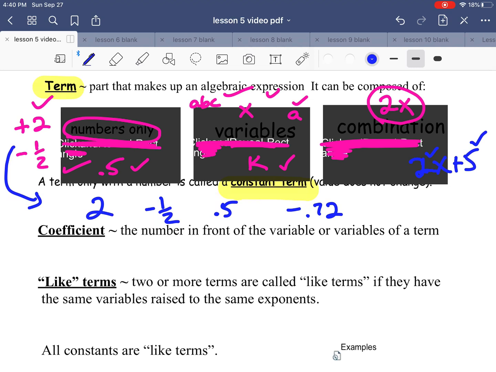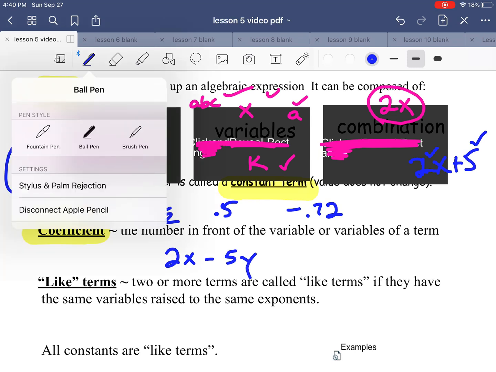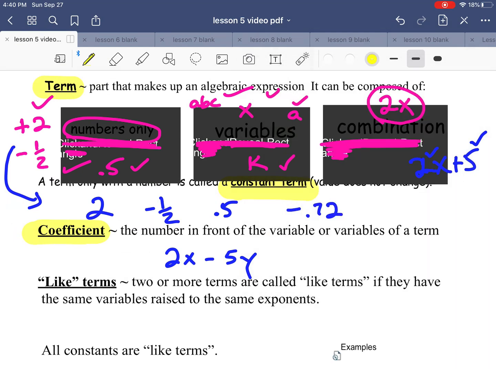Next word, coefficient, is really just the number in front of the variable or variables of a term. So it's just the number in front. So for example, if I have this expression, the 2 is a coefficient, and the 5, but be careful, you always look at that sign in front. If it's a plus or a minus, a positive or negative, it goes together. So in this case, 2 is a coefficient and -5 is a coefficient for the y.